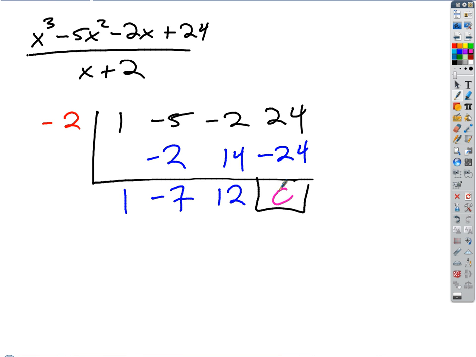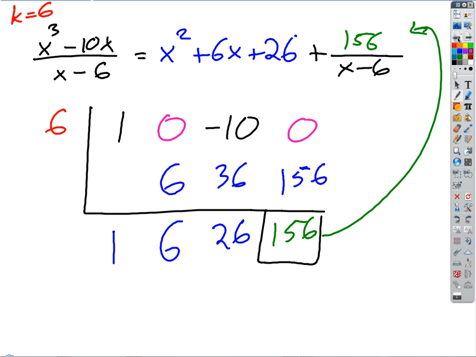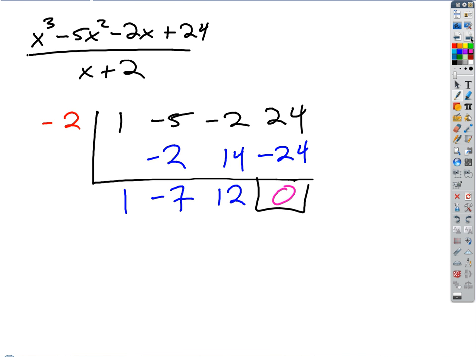I don't, do I? In that last problem, we got a number in our remainder, but if that had been 0, 0 divided by anything other than 0 is 0. Yeah, we wouldn't even write it then, would we? So this time our answer is what? X squared minus 7x plus 12. Okay, how about that? Yes?